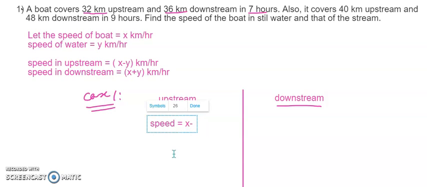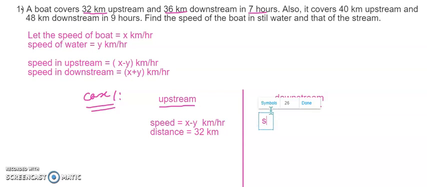You can put kilometer per hour. Distance, in upstream the question says 32 kilometers. Time we have to find with the formula. Same way, speed in downstream will be x plus y kilometer per hour, and distance, the question says, is 36 kilometers. Can you see it?